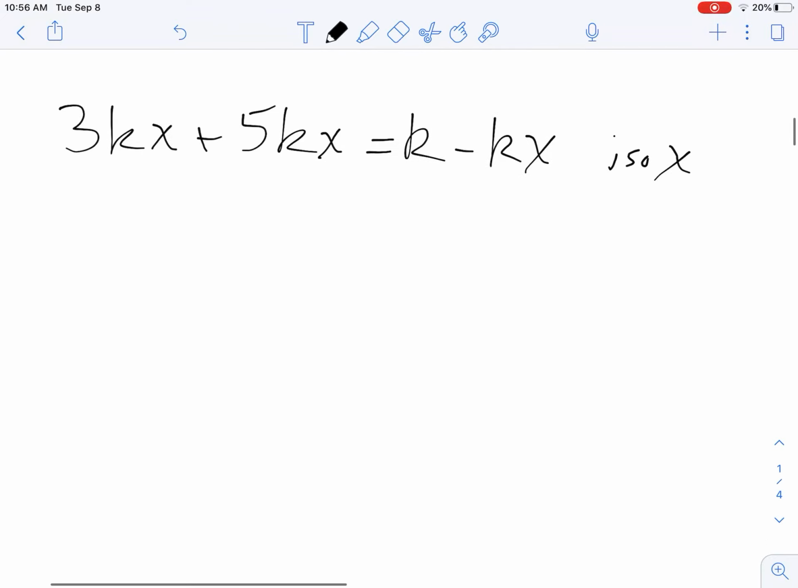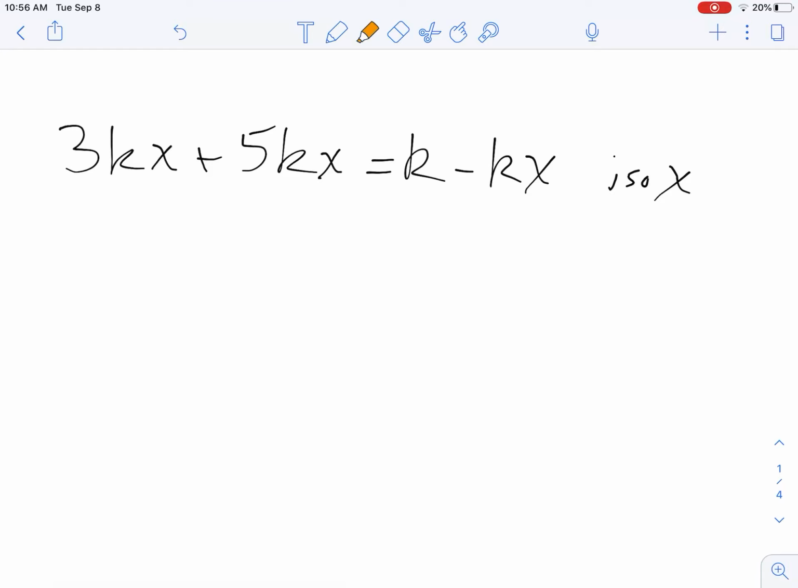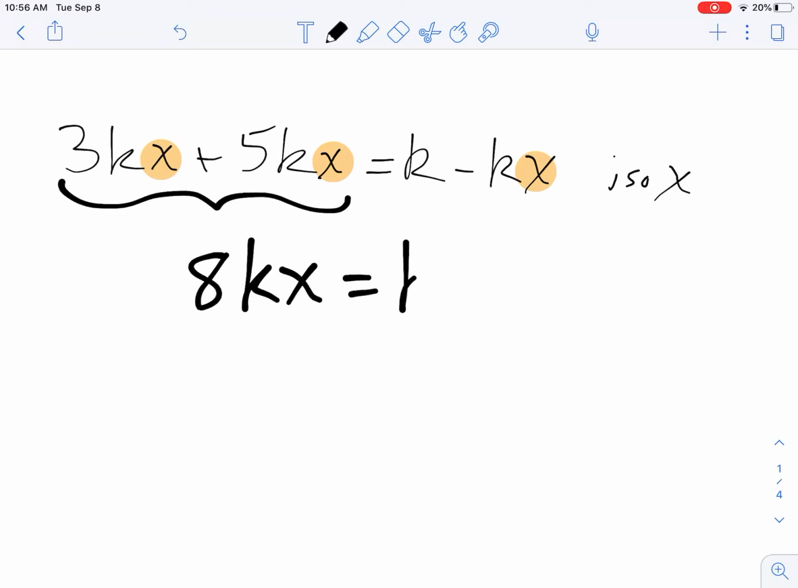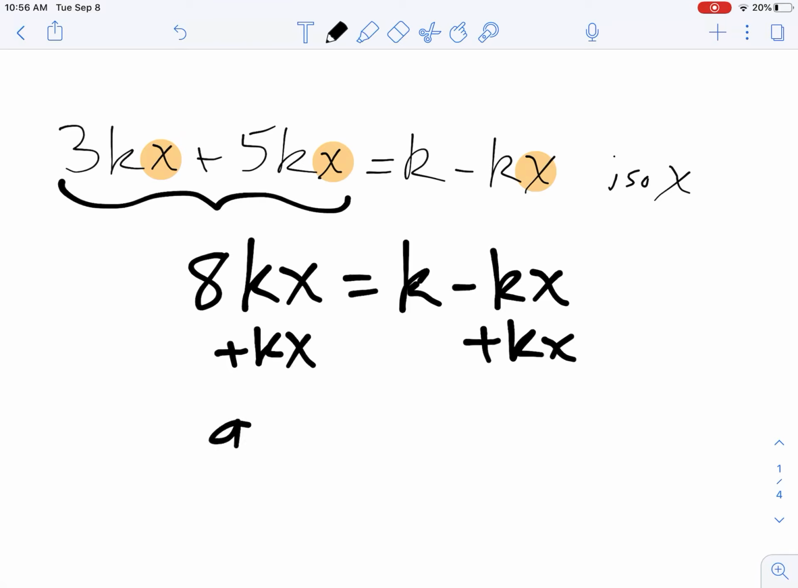Let's take a look at this. I want to isolate x. Okay, so first thing I scan, whoa, I see all those x's. Okay, they're attached to a k. All right, I need to get all my x's together somehow. First I can simplify these, and I will get 8kx. That's going to equal k minus kx. Now, I need to get all my x's on one side, so I'm going to add kx to both sides. So I will get 9kx equals k.